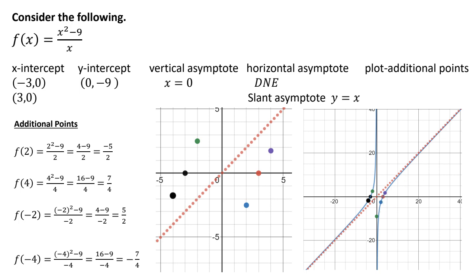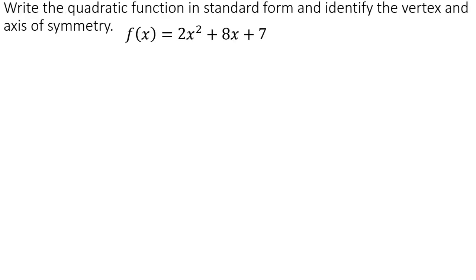Okay. So that was problems from 2.6. Now we're going to go back to the earlier section. So we'll start with 2.1. It says write the quadratic function in standard form, identify the vertex, axis of symmetry.